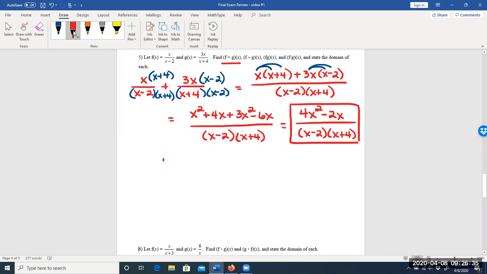Now it's also going to ask for the domain on the exam. So for the domain, we have to look at the intersection of the domains of f and g. So the domain of f is that x minus 2 cannot equal 0. This is because division by 0 is undefined. So the domain of f is that x cannot be 2. The domain of g is that x cannot be negative 4. So our domain is x cannot be 2 or negative 4.